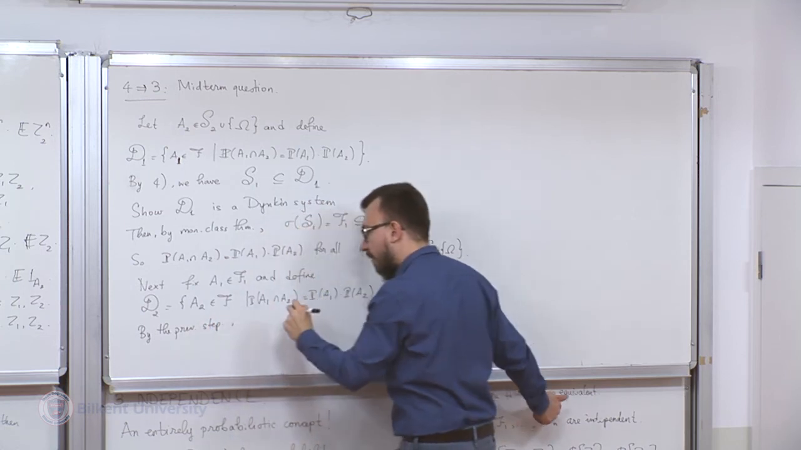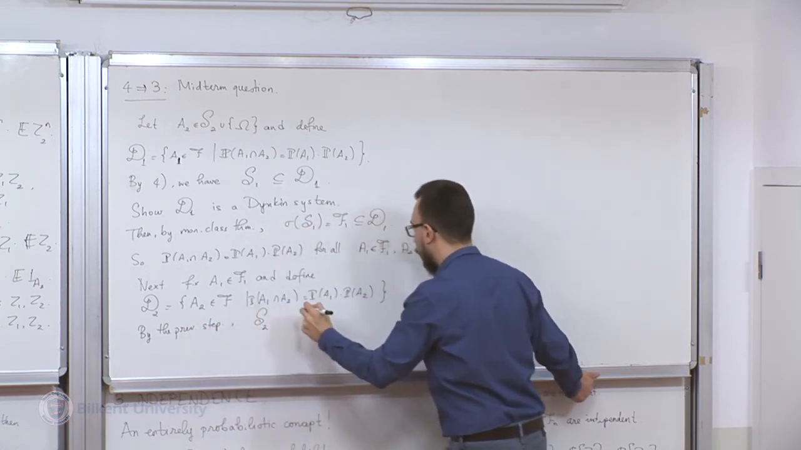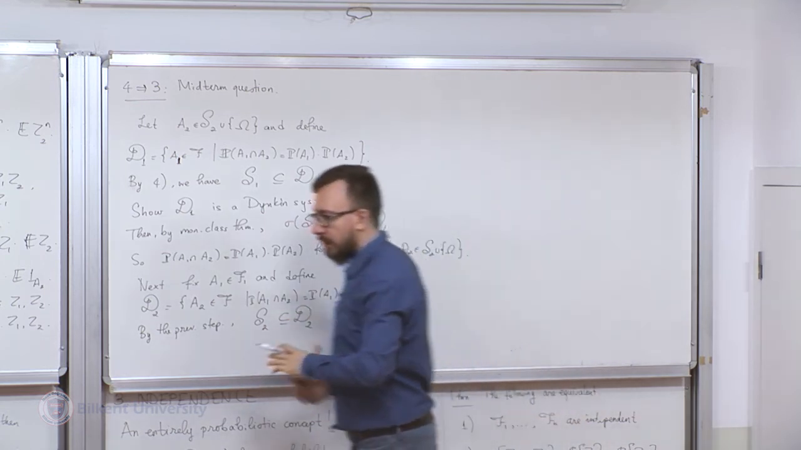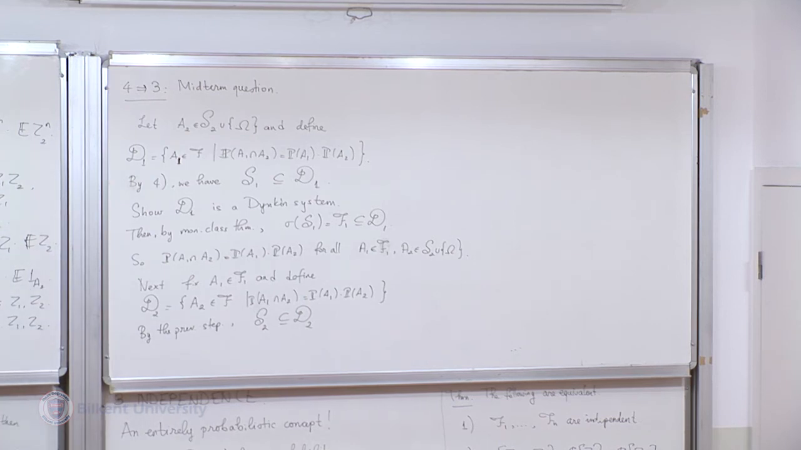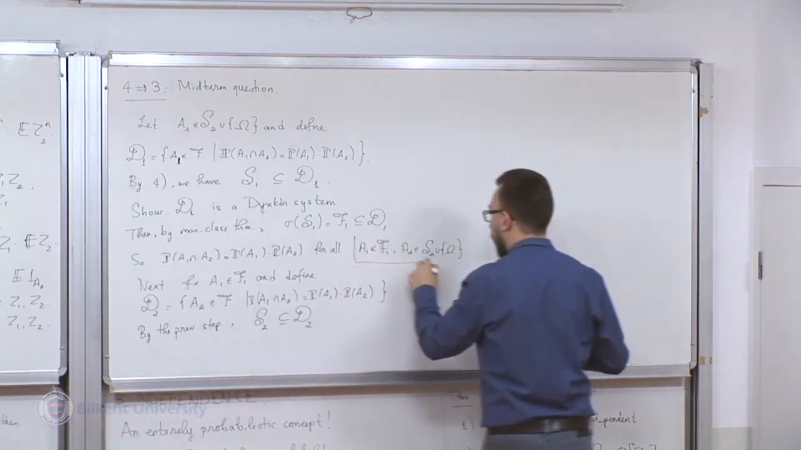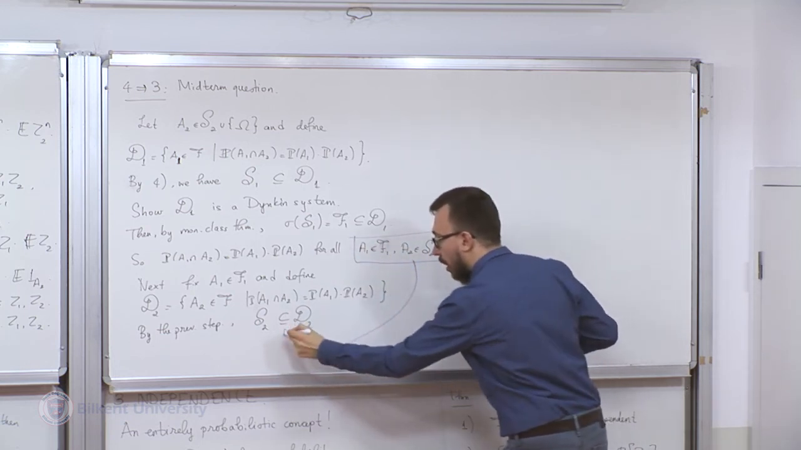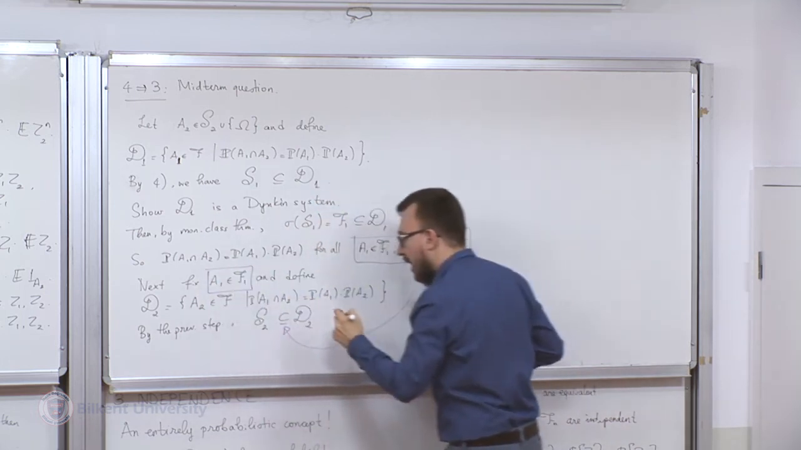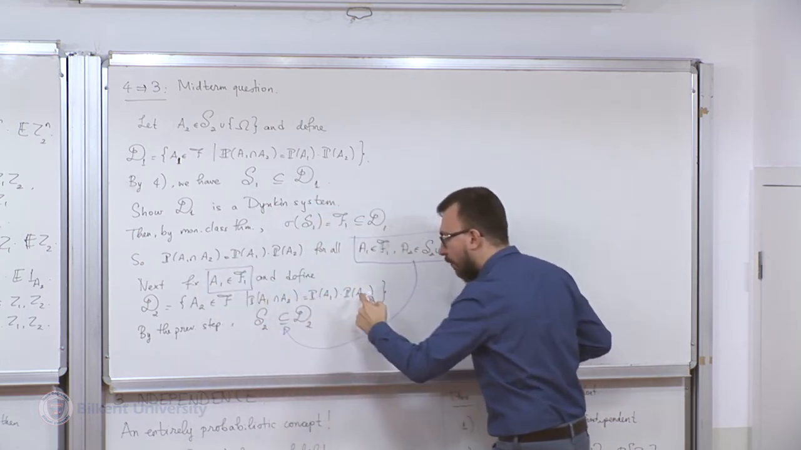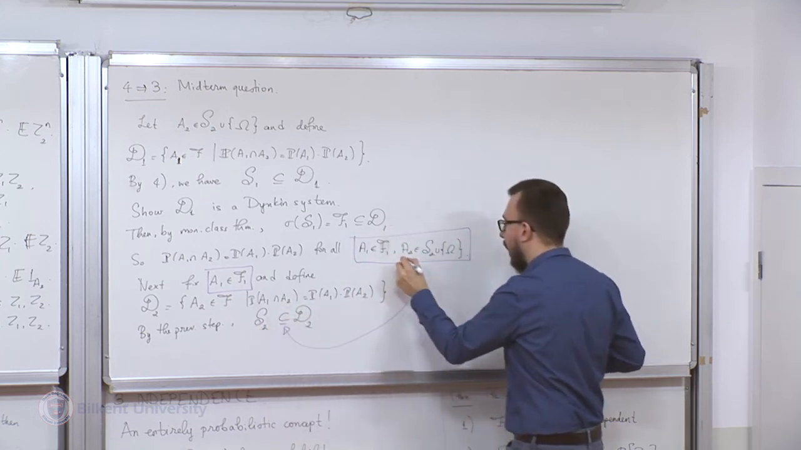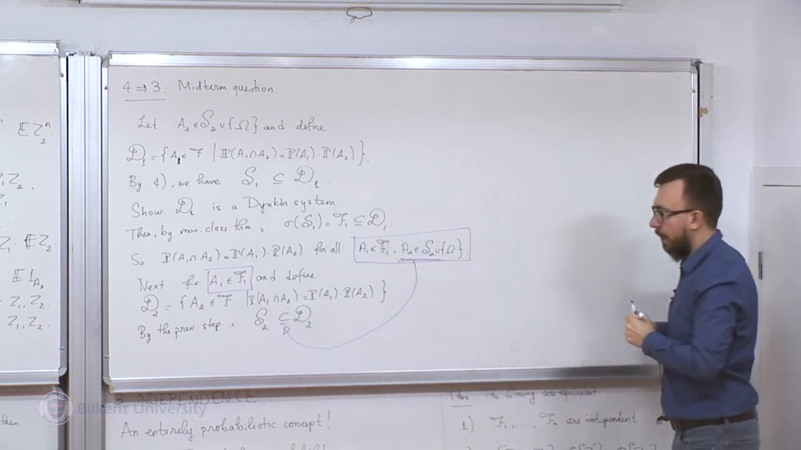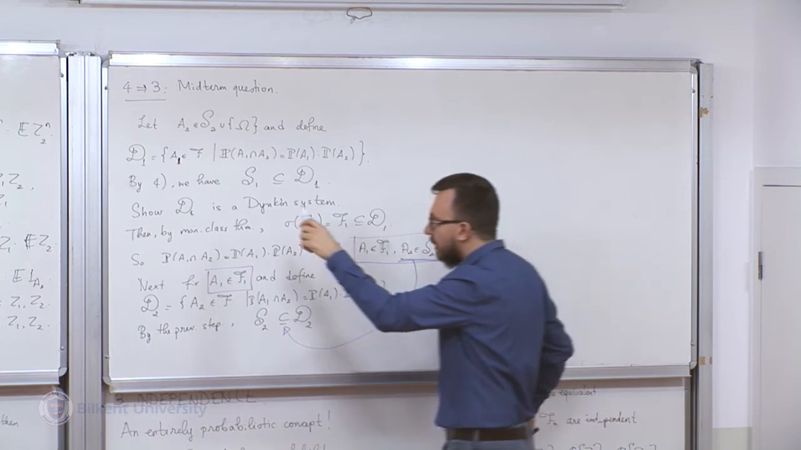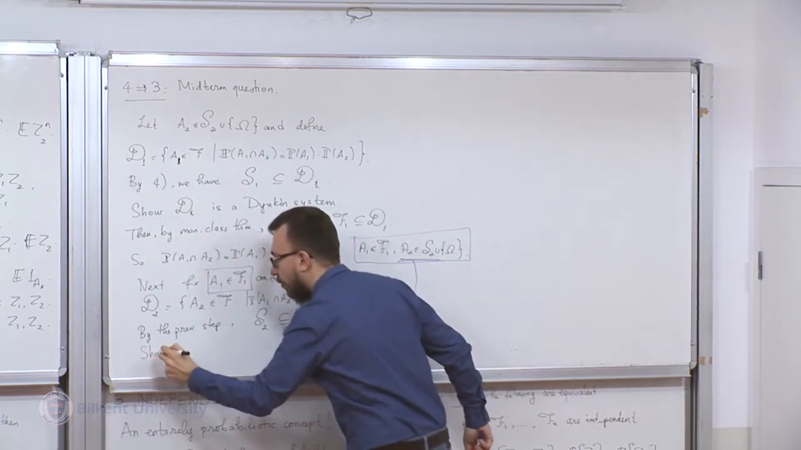Now by the previous step, we have S2 is in D2, right? This is what we have, because our A1 is fixed in F1, and we are saying that this is true for every A2 from S2. And the rest is, again, routine, because we show D2 is a Dynkin system.